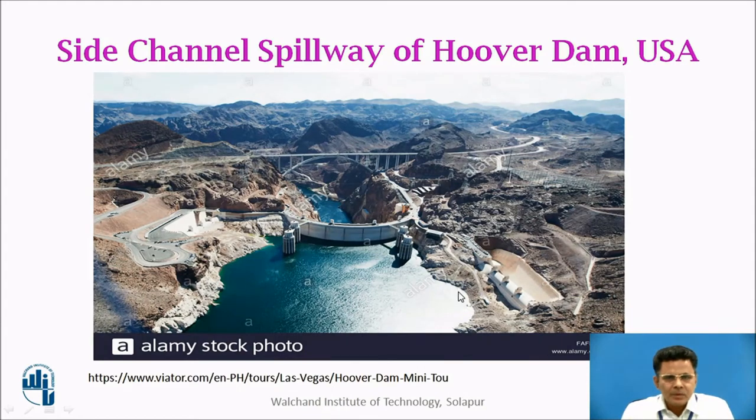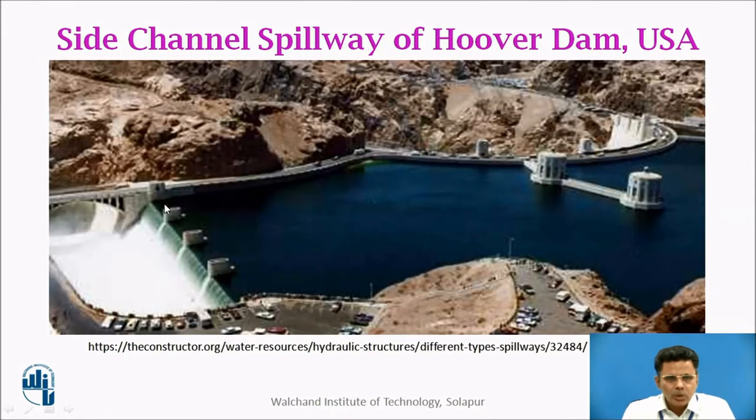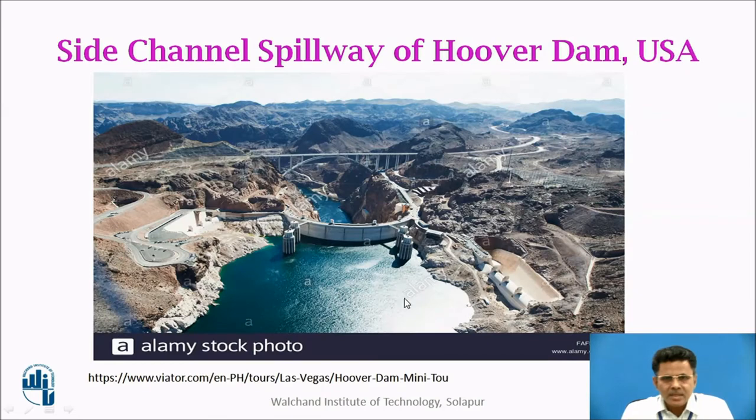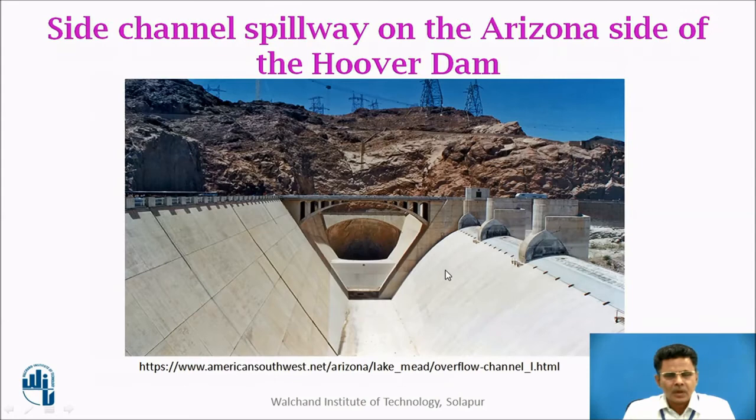So the same spillway which I have shown you here can be seen here. So this is the spillway crest. Water takes a 90-degree turn in this channel, enters into a tunnel and then goes downstream. Just see, this is the same spillway crest, water coming, entering into the tunnel and then going downstream.